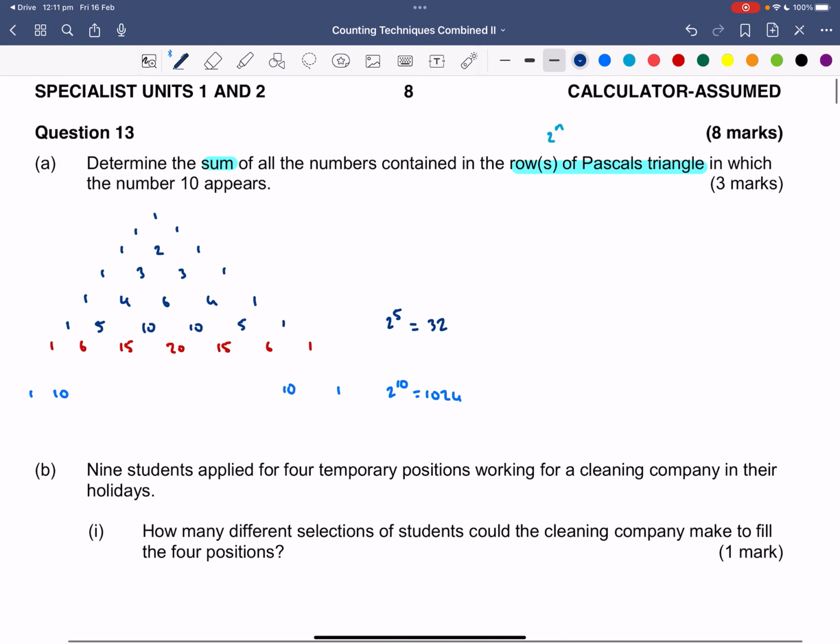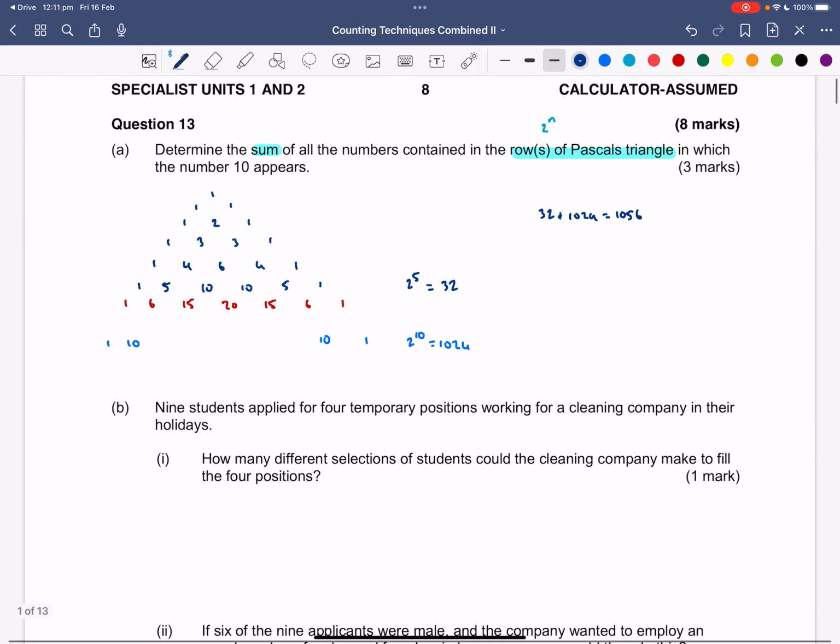So now we just have to add those two rows up. That's pretty easy. 32 plus 1024 is 1056. Okay, nice question.